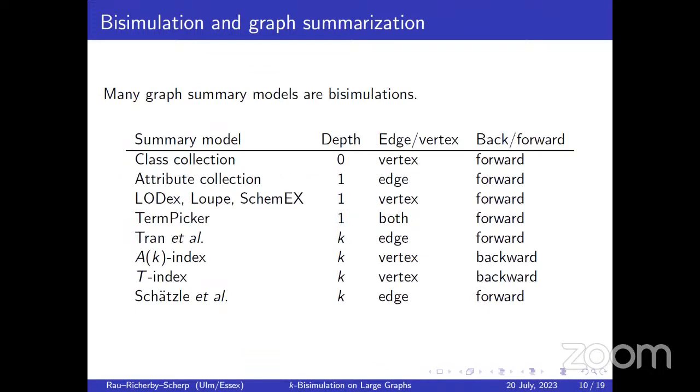So what's the connection? It turns out that a lot of graph summary models that have been used in the literature are actually versions of bisimulation. Now, maybe you want to say that this first one is a little bit trivial, David. Class collection says that two vertices are equivalent if they've got the same labels. But that is exactly what zero bisimulation is in the world where you're considering vertex labels. Because in that world, instead of saying that initially all vertices are equivalent, you say that at the first level, vertices are equivalent if they have the same labels.